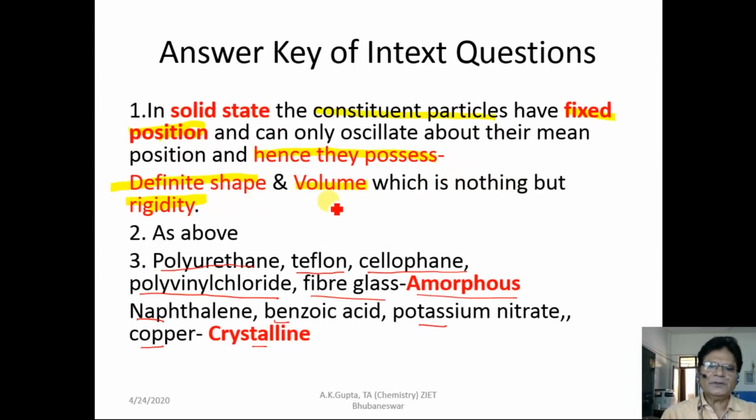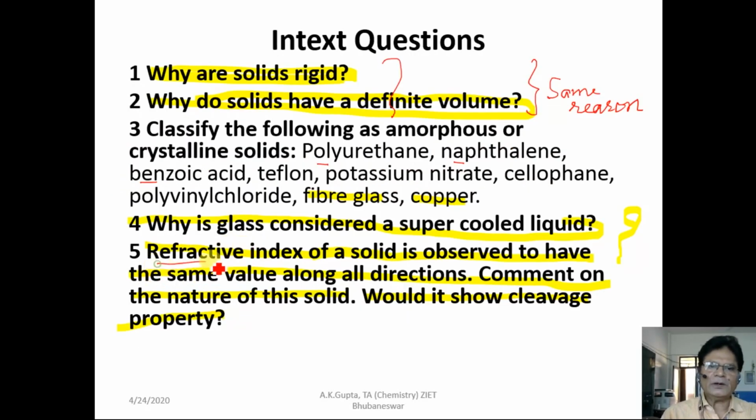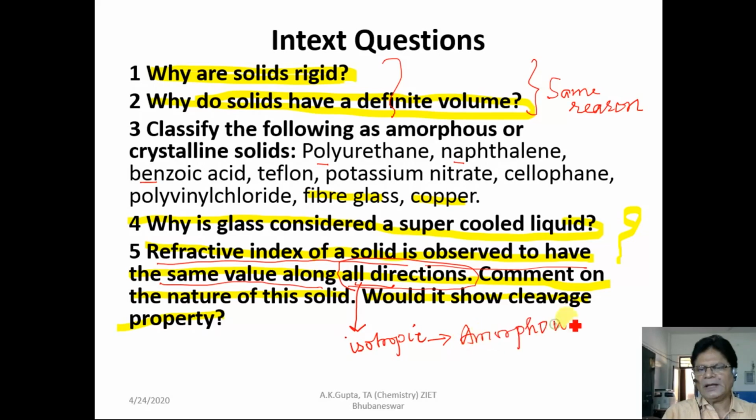In question number 5, we see that the refractive index of a solid is observed to have the same value along all directions. This is important. Along all directions it is the same. That means the substance is isotropic. That means it is amorphous, and therefore it will not show a clean cleavage property, right? It will give a rough cleavage property, not a clean cleavage property.